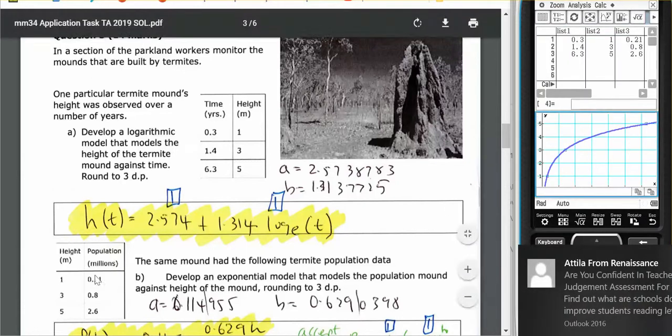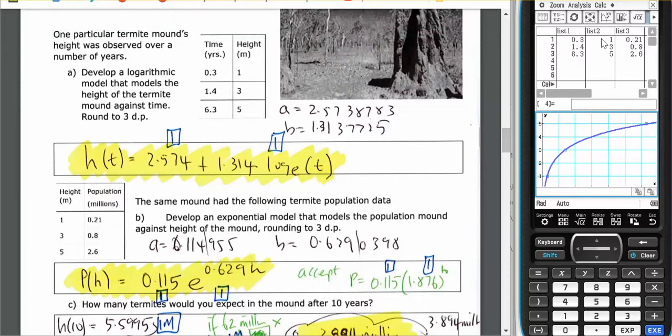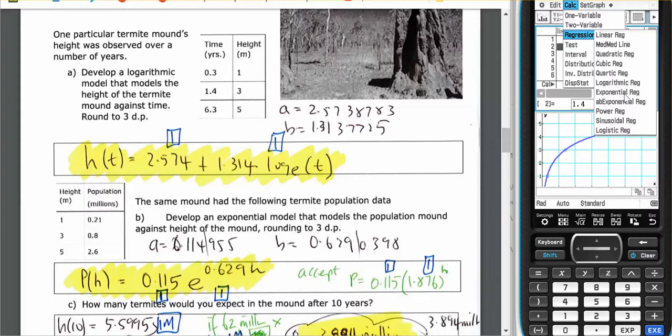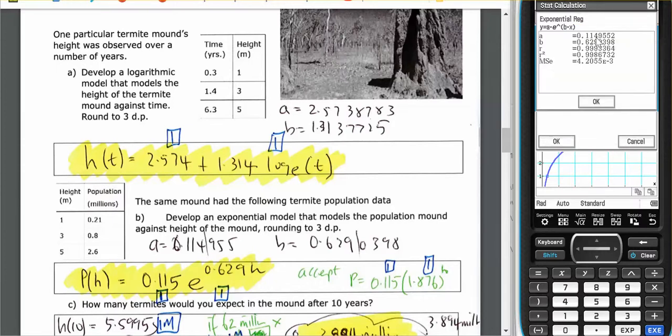Okay, so the second part says the same mound has this termite data where my height is being used to predict the population, and I have to come up with an exponential model. So I've entered these results here. My x is now in list 2 and my y's are in list 3. So if I do calc regression, I'm going to do an exponential regression. My x's are in list 2 and my y's are in list 3. And I go OK. And these are the results that I get, 0.1149, etc., etc. And I'm going to put that into that form.